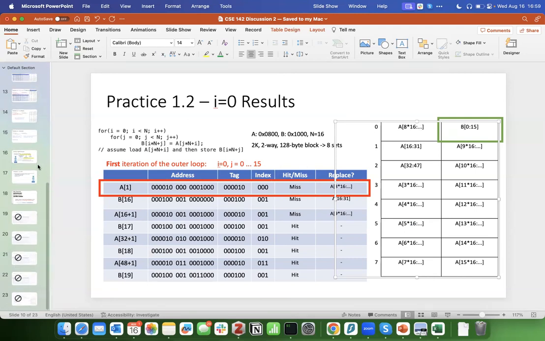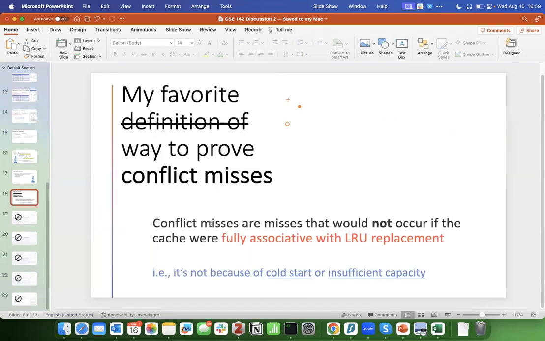I know this definition is confusing. Conflict misses are misses that would not occur if the cache were fully associative. So first I identify a miss, and then it's quite easy to distinguish whether it's compulsory or not. If it's not compulsory, then I just rerun my program entirely in a fully associative cache, forgetting about the original cache, assuming a fully associative cache of the same size with the LRU policy and the same block size. Can I solve that miss?